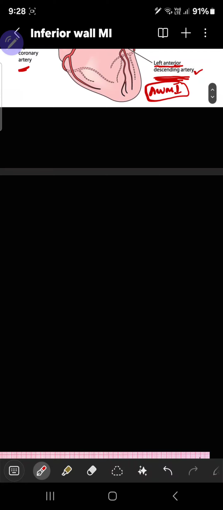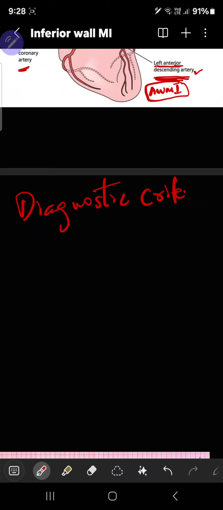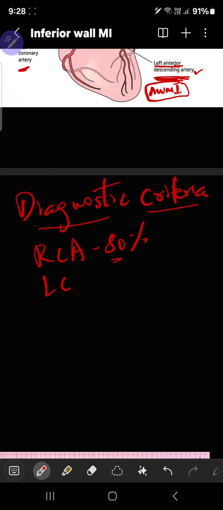So now we will discuss the diagnostic criteria of inferior wall MI. Normally the right coronary artery supplies the right heart in 80% of patients, and the left circumflex artery around 18%. So it may be vice versa.